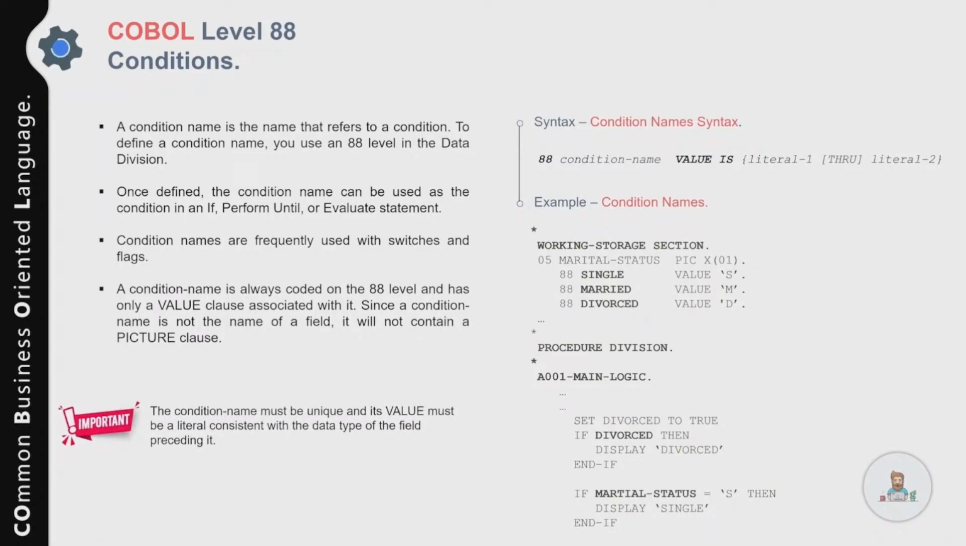And if you look at the first condition, in order to print the divorce as a message, we have used the condition name divorce. So we have used if divorce, then display the message divorce end if. And in case you don't want to use level 88 conditions, then you can directly use the variable, that is, if marital status equals S, then display single. So this is how you can use level 88 conditions in your COBOL program. And finally, the condition name must be a unique name and its value must be a literal, which is consistent with the data type of the field preceding it.